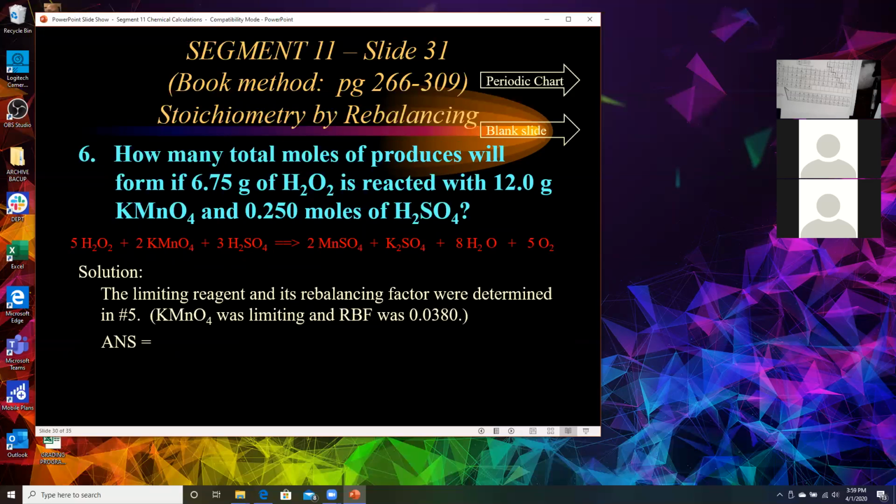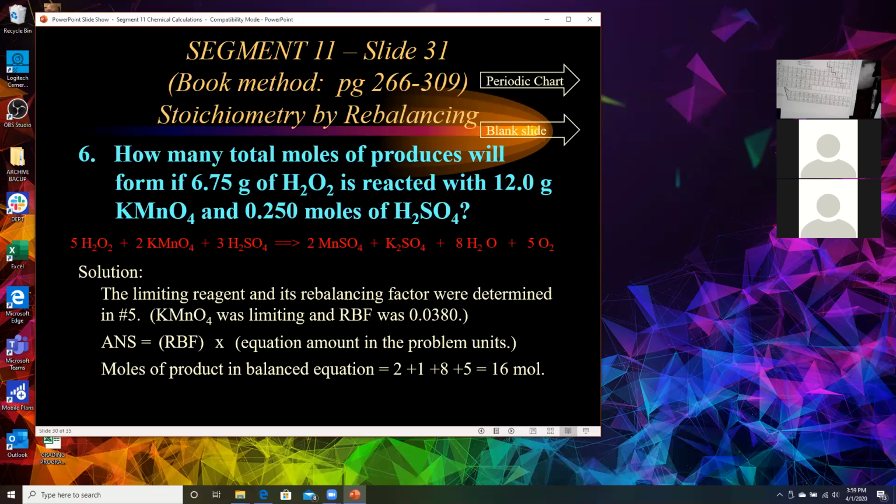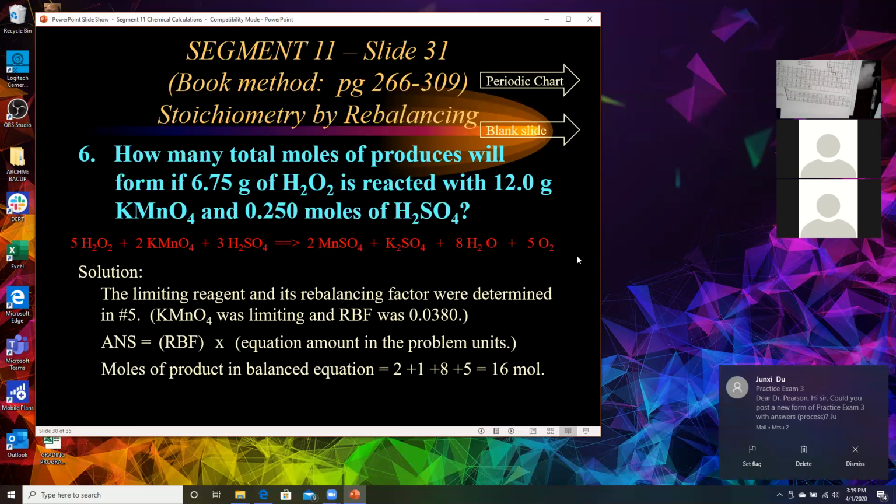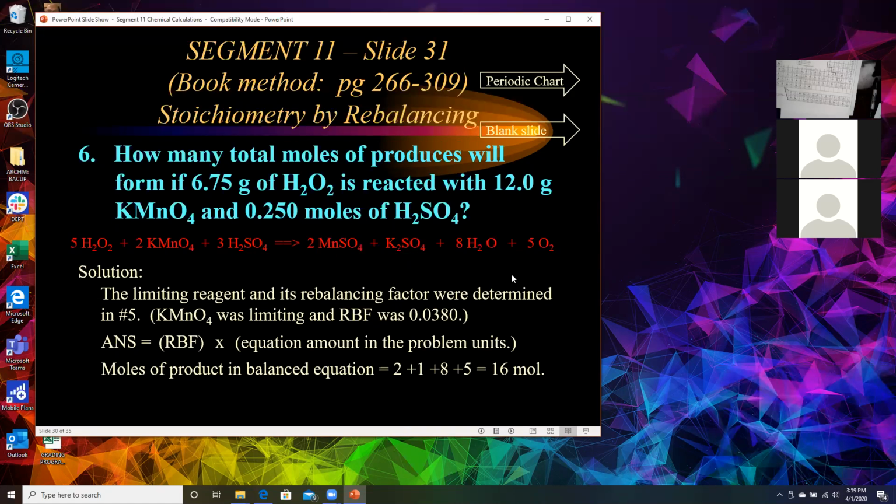Now, here's another problem. So again, we calculated the rebalancing factor before and how many moles of product. I just did this to show you these things are all additive. So if I want to, I don't have to calculate the moles of everything present over here. All I have to do is take the rebalancing factor and multiply it by the sum of 2 plus 1 plus 8 plus 5.